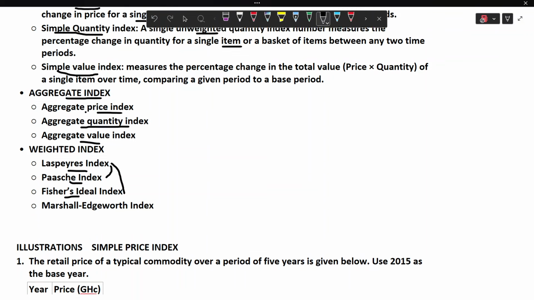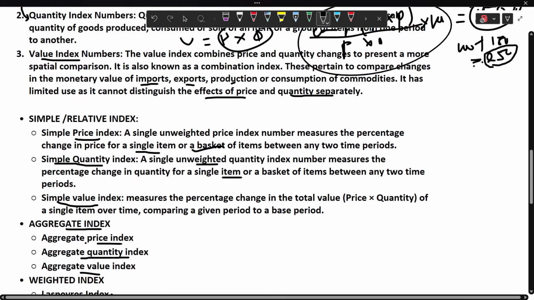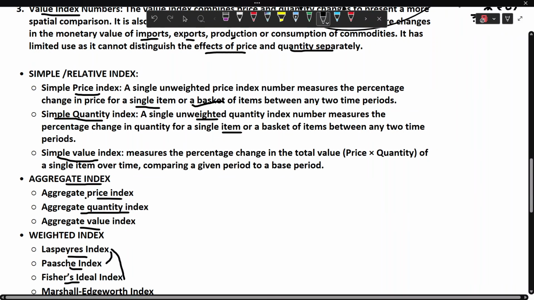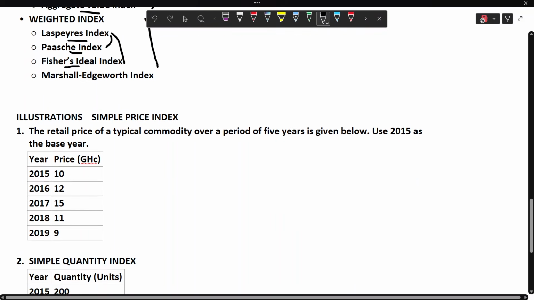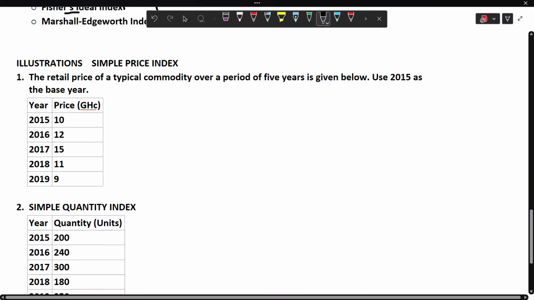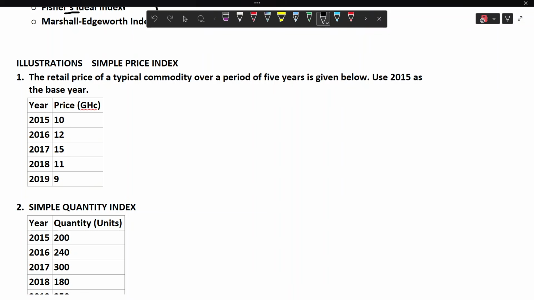So let's take some illustration on just the simple price index. Then in another video, we will look at some illustration on the aggregate and lastly, the weighted. The retail price of a typical commodity over a given 5 years is given below. We are to use 2015 as the base year. So now we have to compute the simple price index.